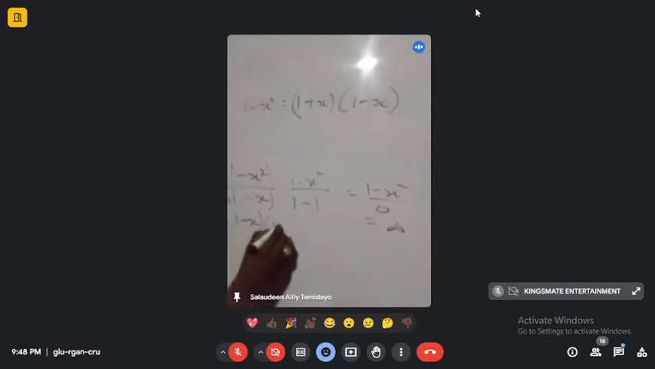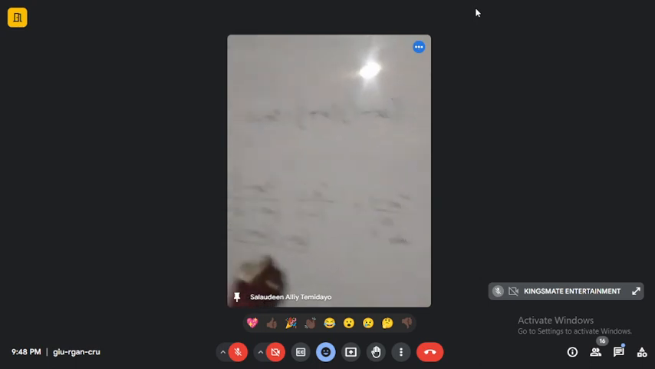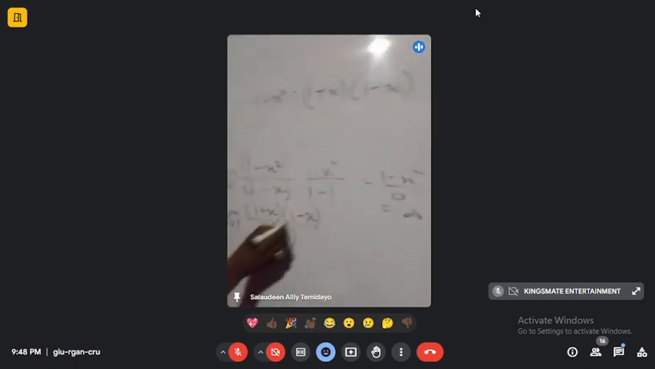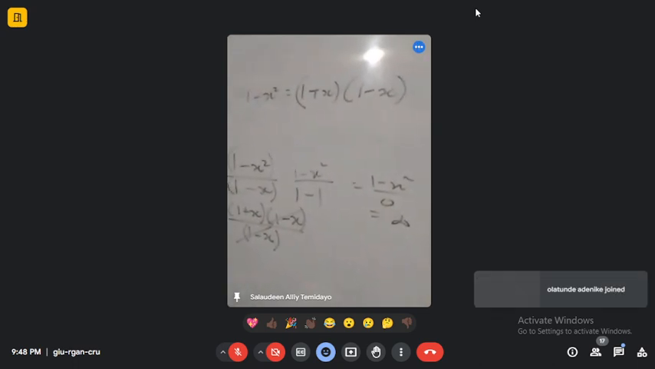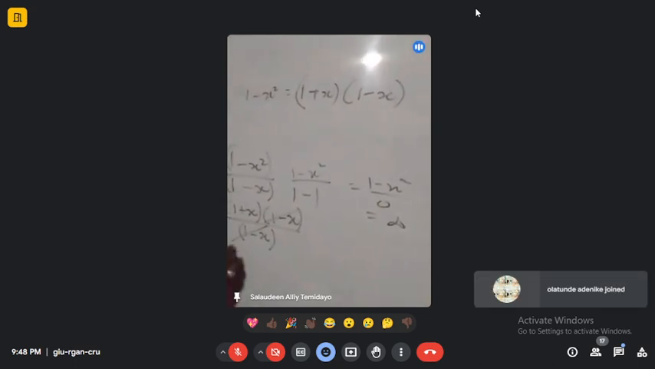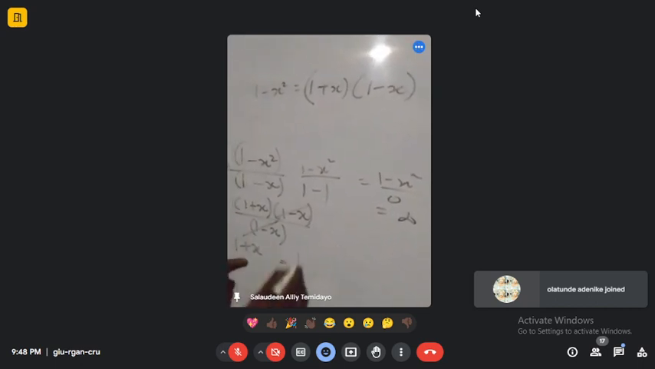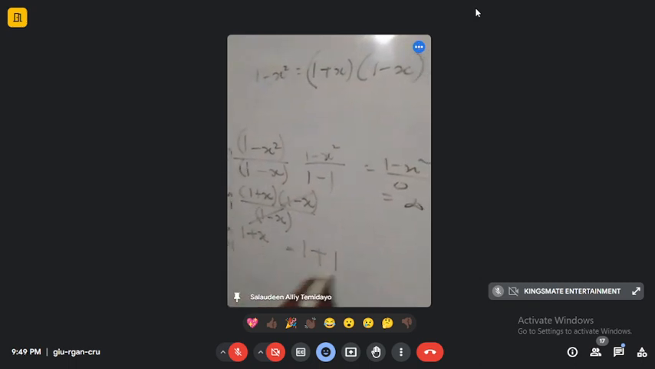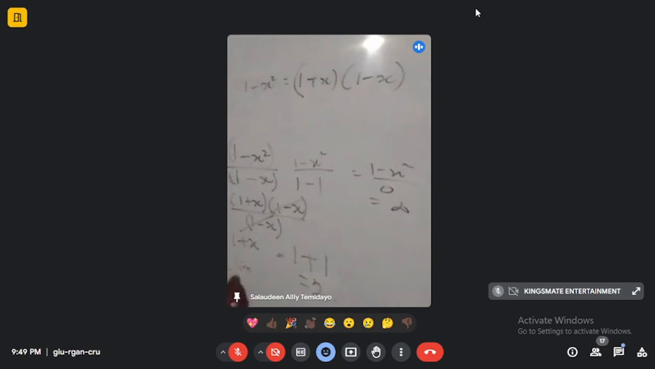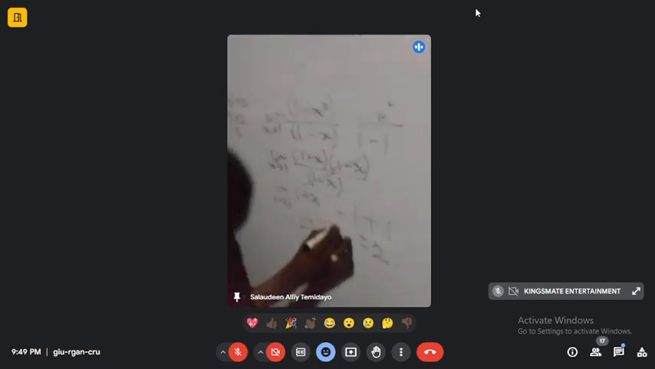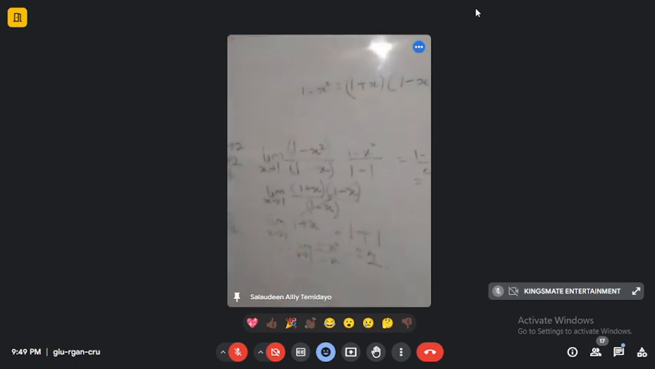1 minus x times 1 plus x, and 1 plus x times 1 minus x, associated with 1 minus x. Right? So 1 minus x cancels 1 minus x. What you're left with is limit x to 1, 1 plus x. So you can continue your work. This is 1 plus, what is x? 1, 1 plus 1. So the limit gives 2. Therefore, limit of x to 1 of 1 minus x squared over 1 minus x gives 2.